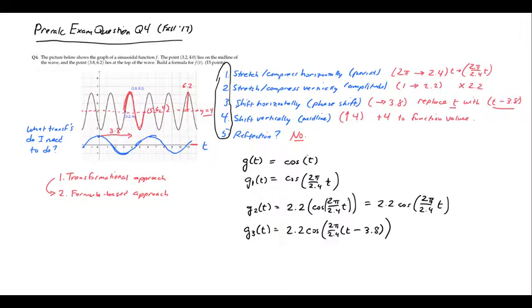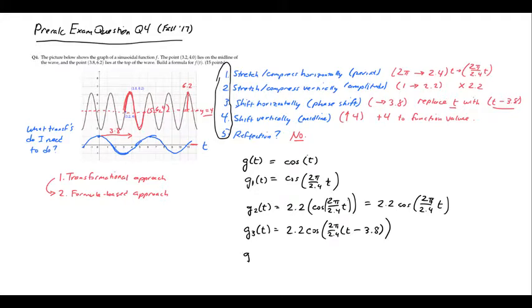But this works perfectly, because if I let t equal 3.8, then I get 0 here, which means I'm taking the cosine of 0. And when I take cosine of 0, that's my maximum value of the cosine function. So that means t equals 3.8 will give me a top point of this wave. So that means I'm on the right track.